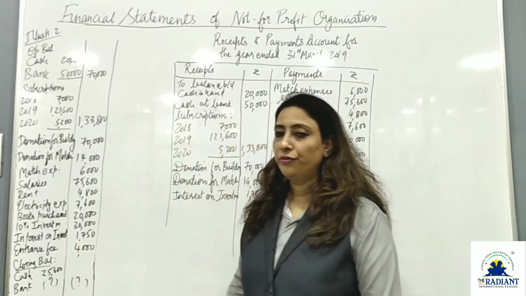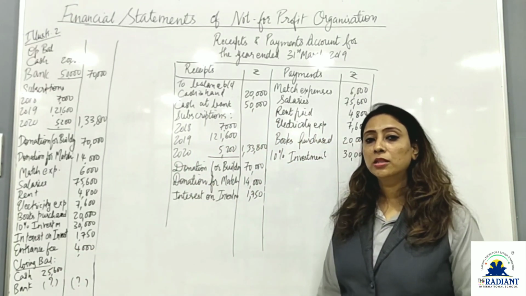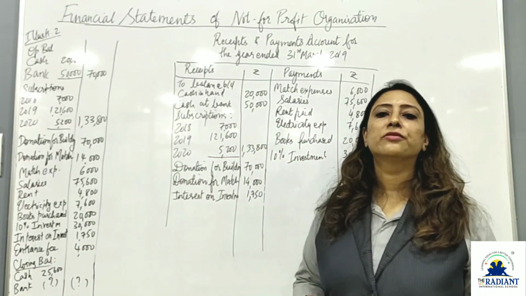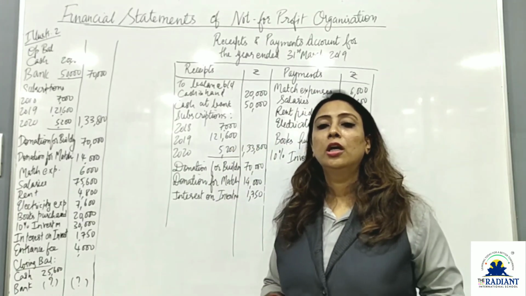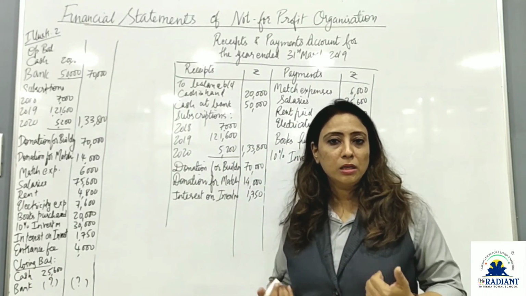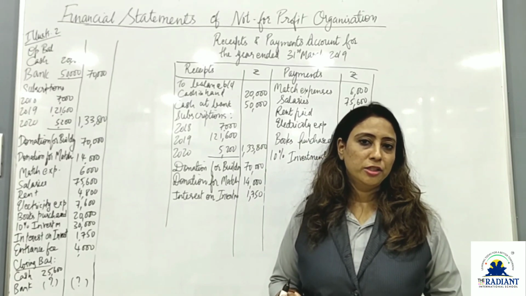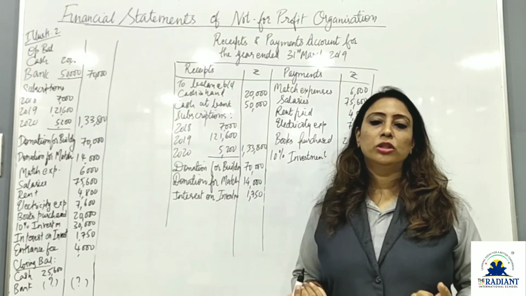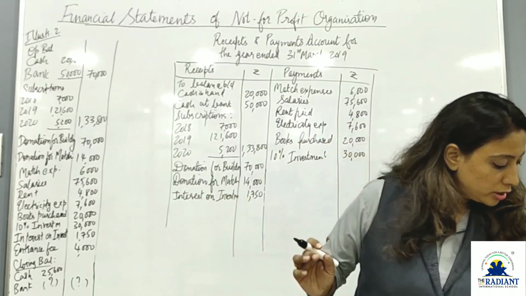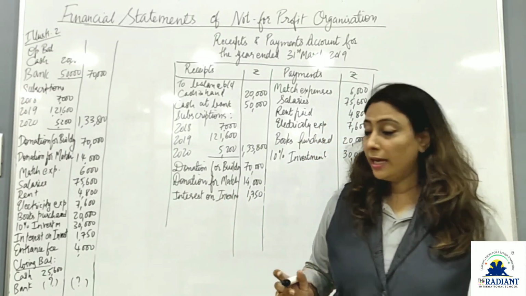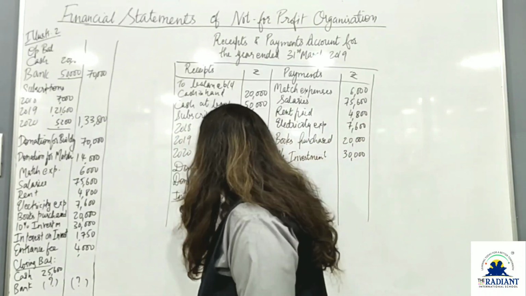Now entrance fee. Entrance fee means we are receiving entrance fee from the members, the people who want to join our organization. They are going to pay us a certain entrance fee. That fee we are going to consider as your receipts. We are going to write it here on the receipt side. That is, entrance fee is 4,000.